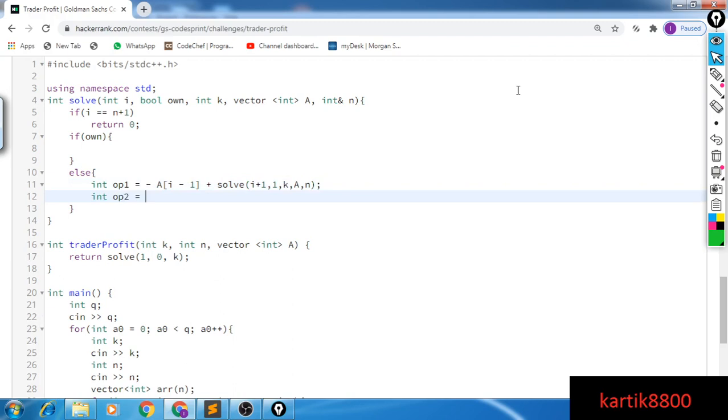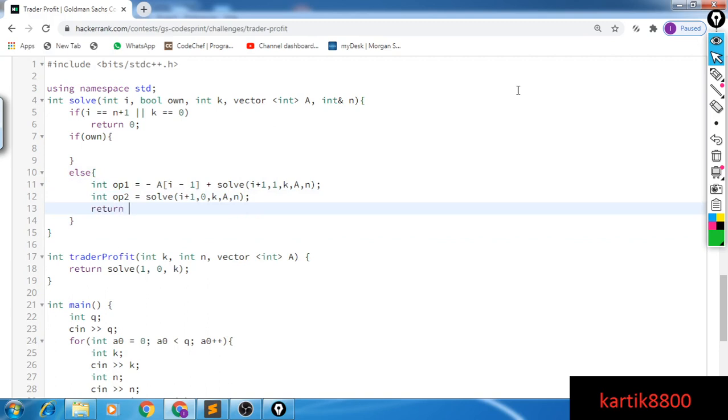Option 2 is that I do not buy the stock, in fact. Then if I do not buy the stock, I reach day number I+1 without a stock, and I can still make k transactions, and the array and n are passed as they are. Also, if your k is 0, that means you're not allowed to make any transaction, so you can return a 0, right? Because there is no profit that you can ever make. And among these two options, you should be returning the larger one. So return max of OP1, OP2.